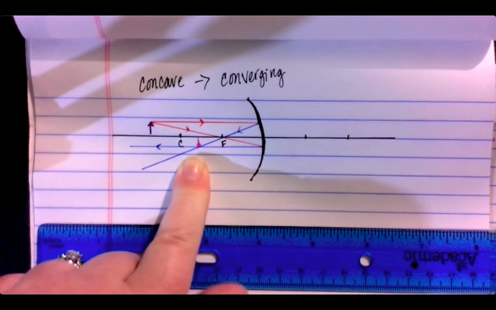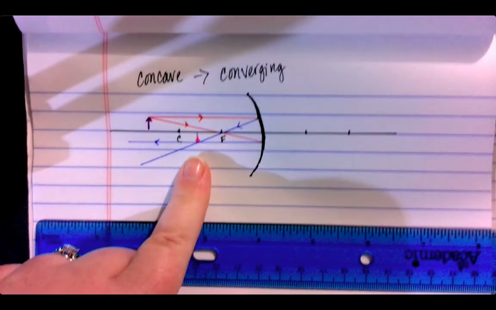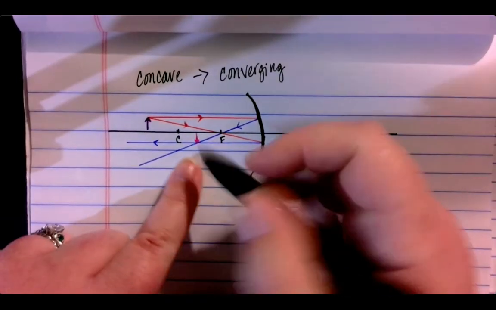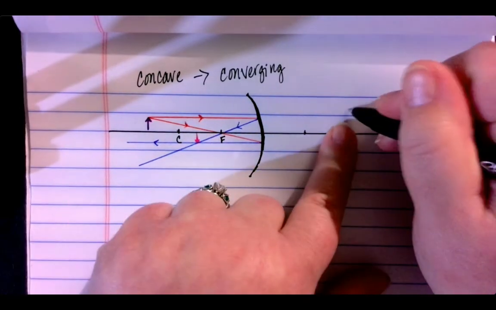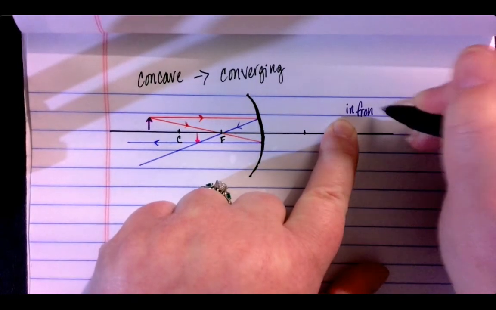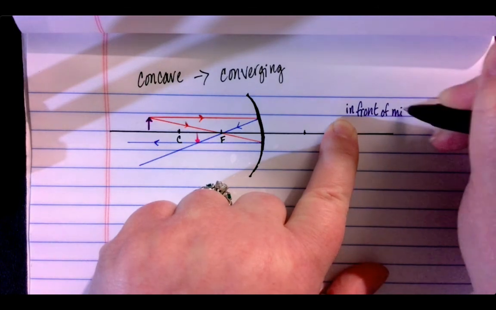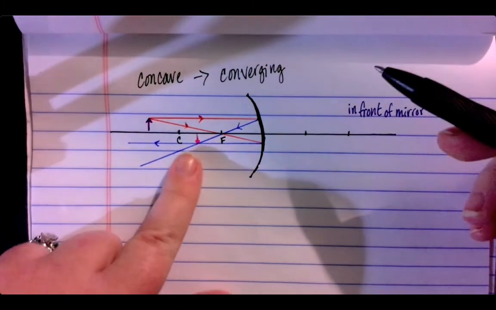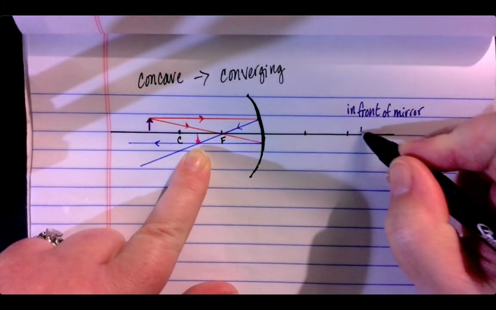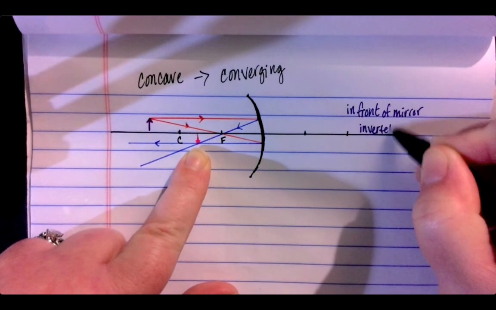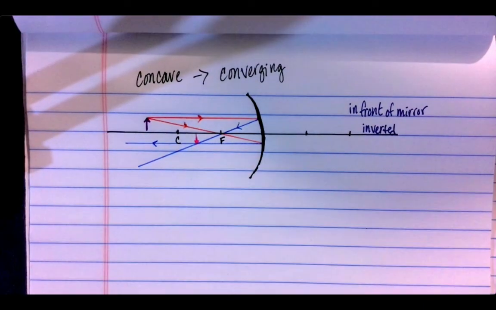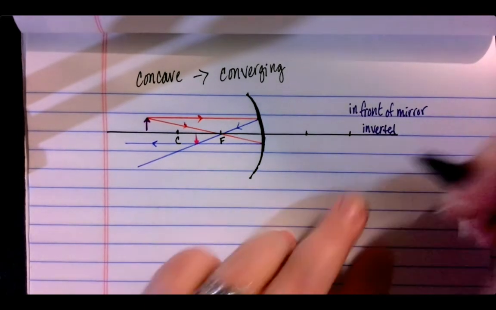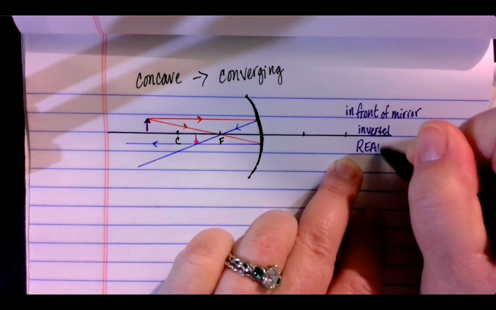So let's take a look at our image, okay? And let's think about what this is. So our image is located in front of the mirror, okay? In front, behind, right? Its orientation, the image here is inverted or upside down. The image type, let's go back and think about this. If you go back and relook at your notes, you're going to see that an inverted image will always be a real image. And now we need to know about its size.